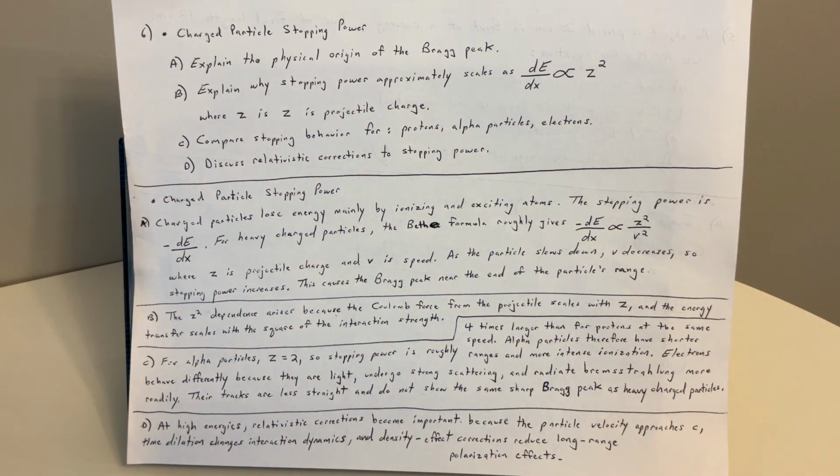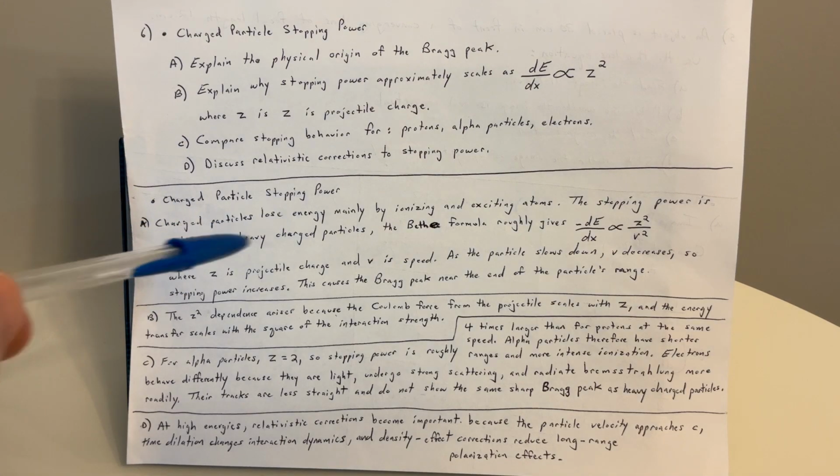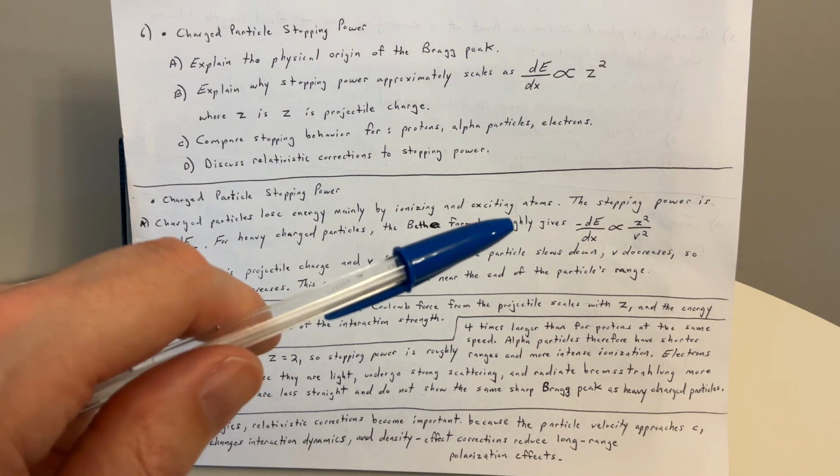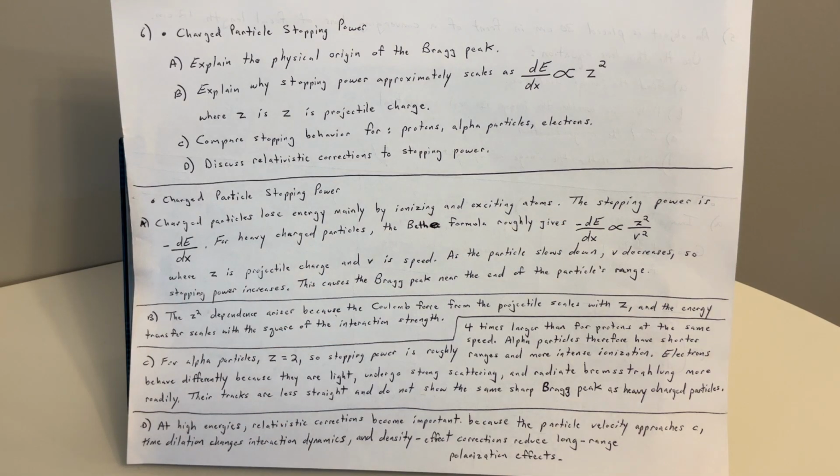Okay, and this is also canonical. Charged particle stopping power problem. Letter A, explain the physical origin of the Bragg peak. Charged particles lose energy mainly by ionizing and exciting atoms. The stopping power is negative dE/dx. For heavy charged particles, the Bethe formula roughly gives negative dE/dx proportional to z squared over v squared, where z is projectile charge and v is speed. As the particle slows down, v decreases, so stopping power increases. This causes the Bragg peak near the end of the particle's range.